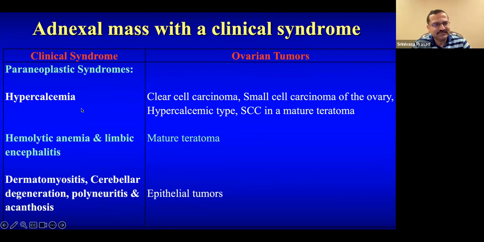Another important thing is the hypercalcemia, which is seen in patients with clear cell carcinoma of the ovary. And also there's a specific subtype of small cell carcinoma of the ovary of the hypercalcemic type. These are rare tumors, but it's important to consider, especially in the context of hypercalcemia.